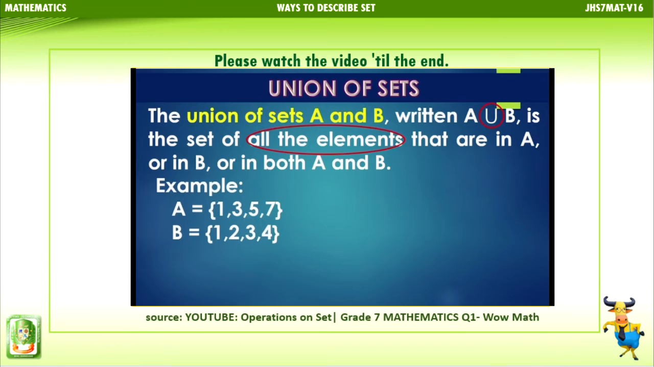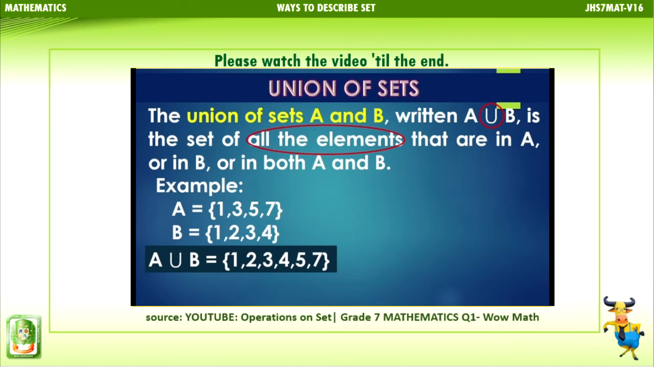Example, set A, I have 1, 3, 5, 7. Set B, I have 2, 1, 2, 3, 4. So, A union B, or the union of A and B, is equal to 1, 2, 3, 4, 5, and 7. Okay, kung mapapansin nyo, bakit hindi dalawang 1 ang nilagay ko? When we are combining or when we are getting the union, pag kinukuha natin yung union, without repetition ito.